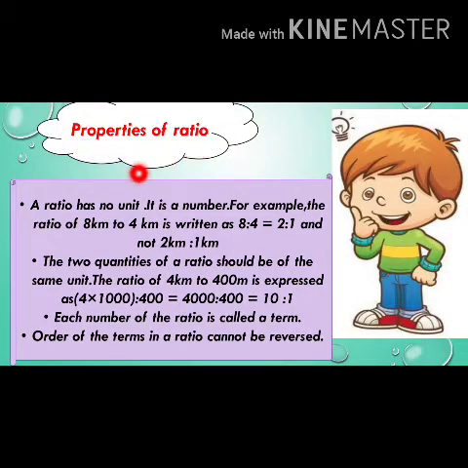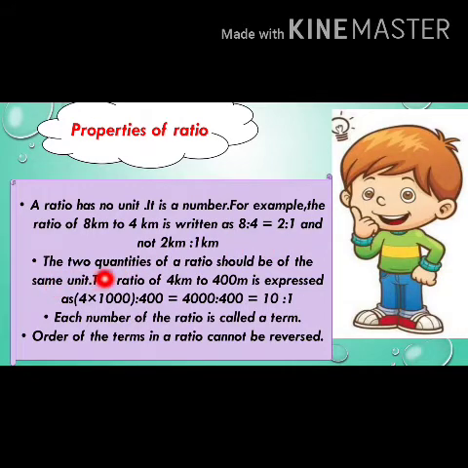Properties of ratio. A ratio has no unit. It is a number. For example, the ratio of 8 km to 4 km is written as 8 is to 4. It can be simplified as 2 is to 1 and not 2 km is to 1 km. No need to mention the units. It is a number, so you have to write it as 2 is to 1.